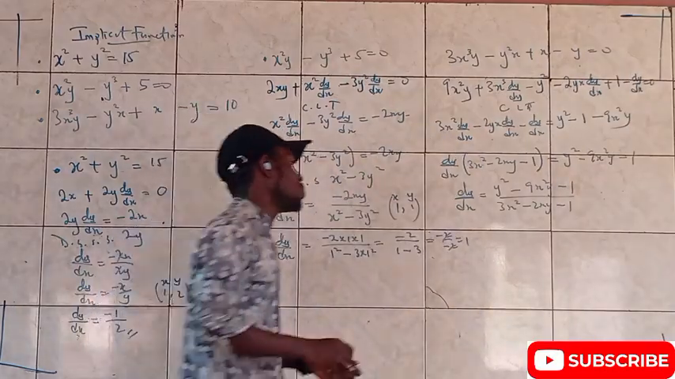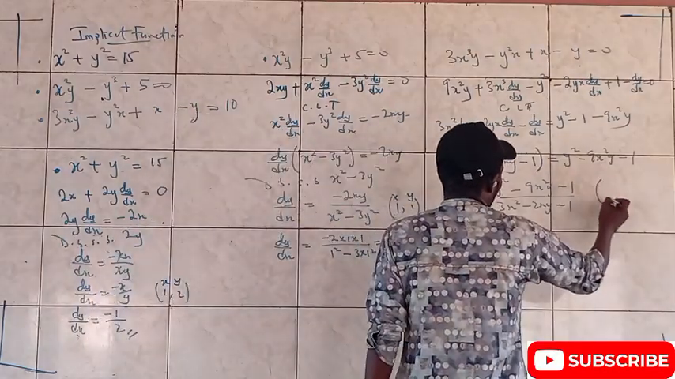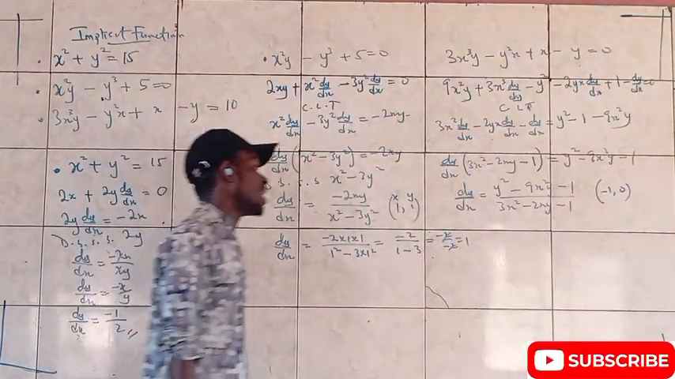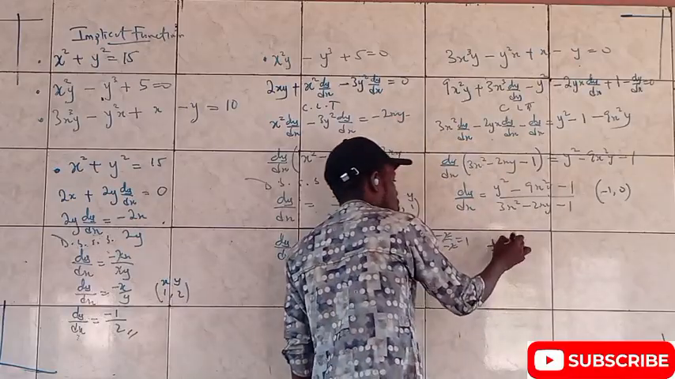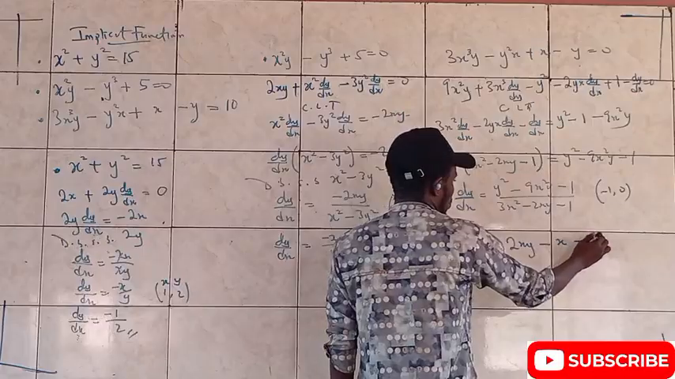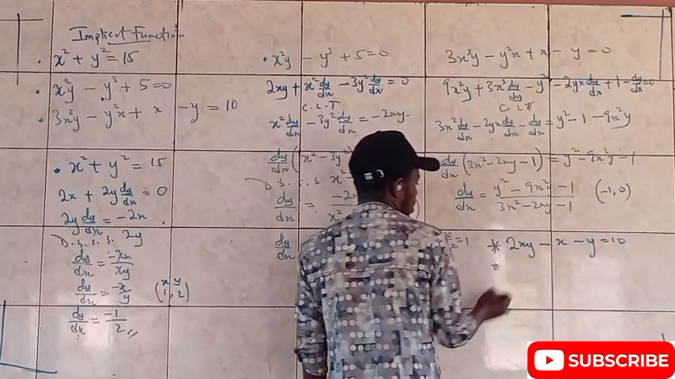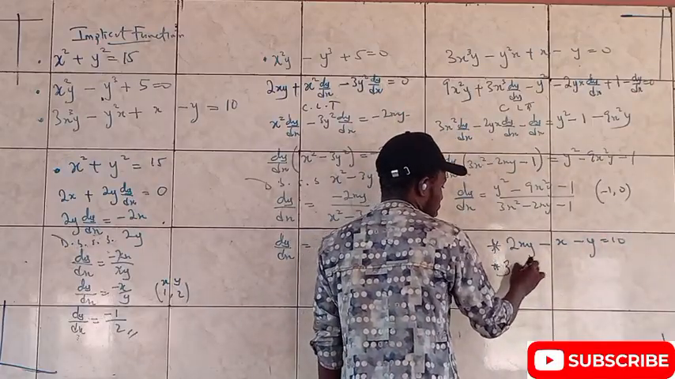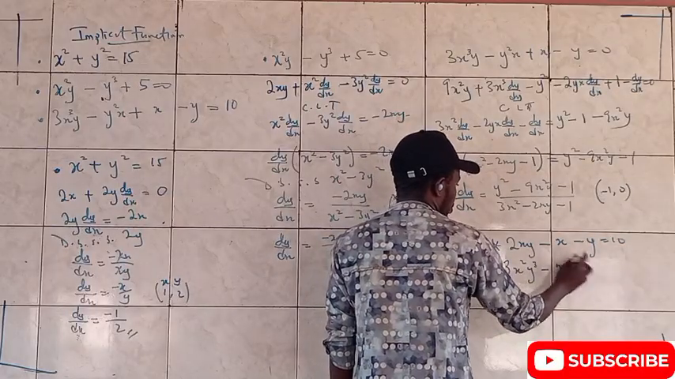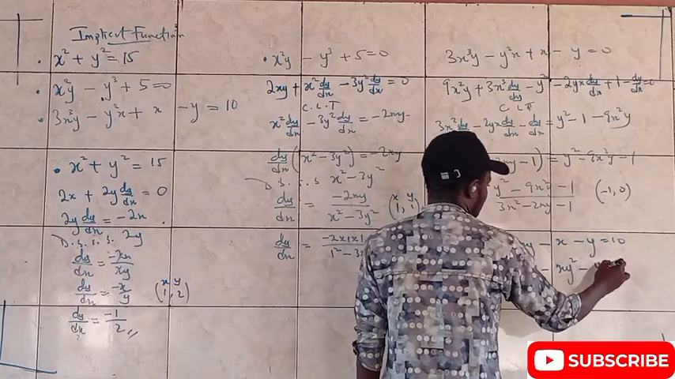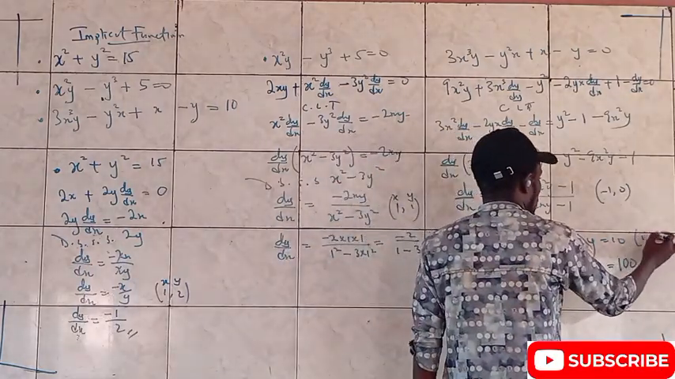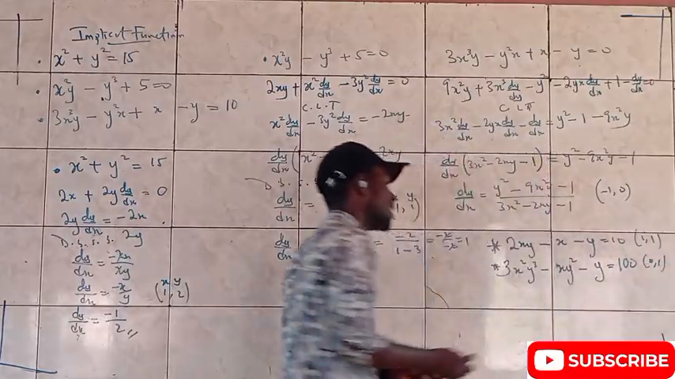So you can try that out at the point minus 1 and 0. What will be your answer? But in addition to that, can you just try on your own to differentiate 2xy minus x minus y equals 10, and maybe 3x squared y cubed minus xy squared minus y equals 100. What will be your answer? Deal with this at point 1, 1 and point 0, 1. What exactly will your answer be?